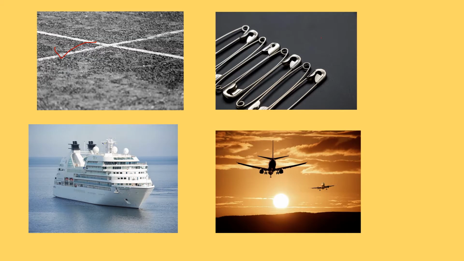Next, you can see a picture of a safety pin. Safety pins or paper clips often contain steel, an alloy that is primarily made from iron ore extracted from Earth's crust. Next, you can see the image of a ship. Steel is used in the construction of the ship hull, especially for larger vessels. It provides strength and durability in marine environments. Iron ore is the primary mineral used in the production of steel.